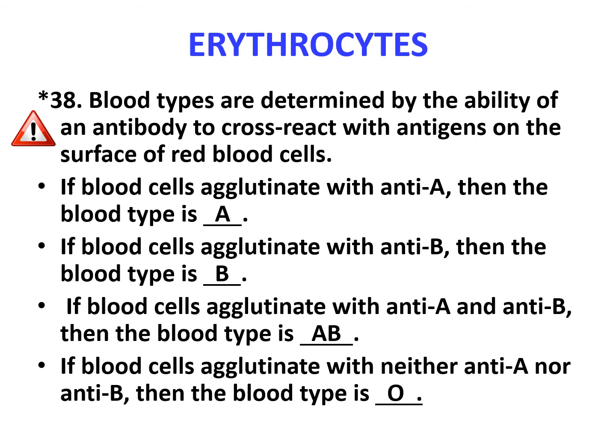So, still talking about erythrocytes. Blood types are determined by the ability of an antibody to cross-react with the antigens on the surface of the red blood cells. We've been talking about this. So how do we test for that? We take a drop of our blood.